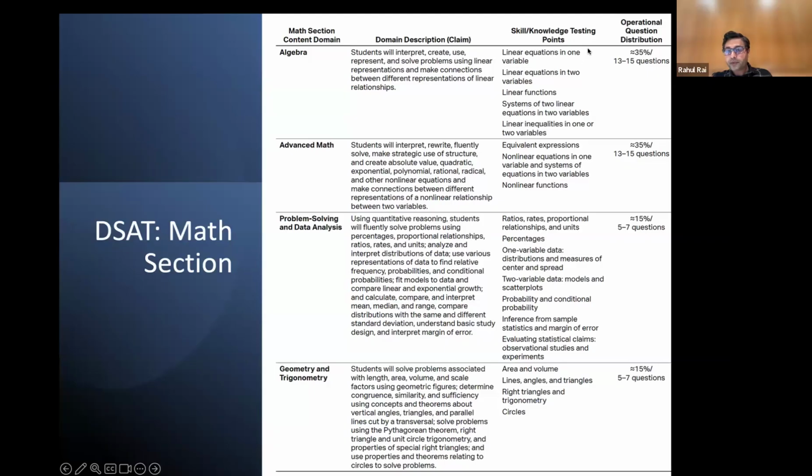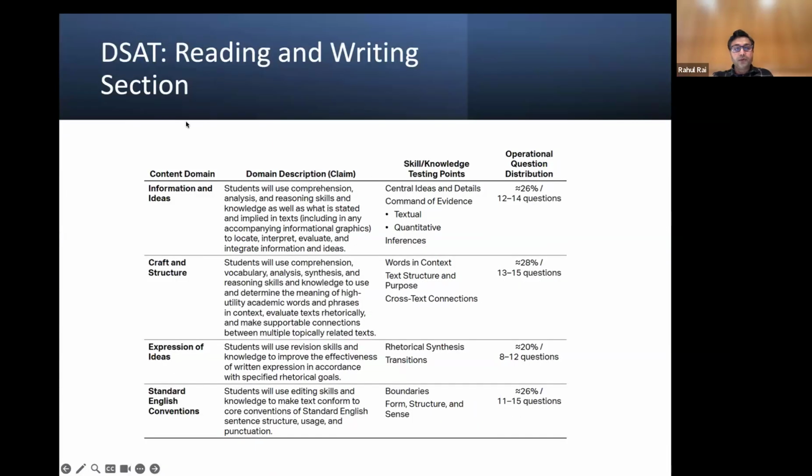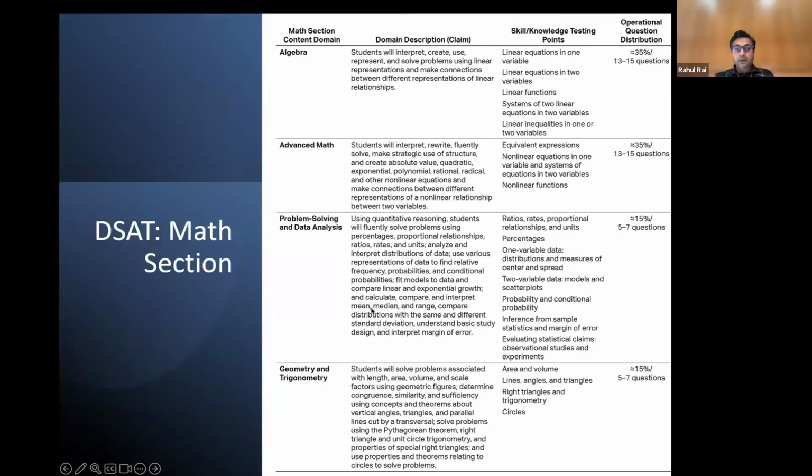So this is the simplest and the first topic, and this is the topic that we'll cover today. Then, we will go to the reading and writing section next Monday, and there we will basically cover cross-text connections, right? This topic, which is under craft and structure, we will focus on learning what cross-text connections are, and that's how we will proceed in that one.